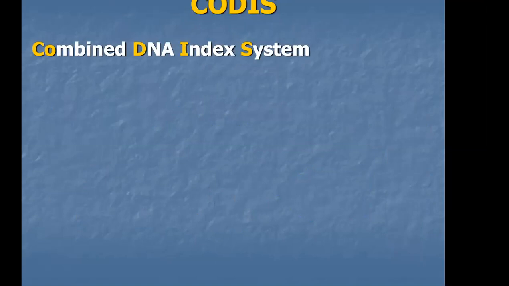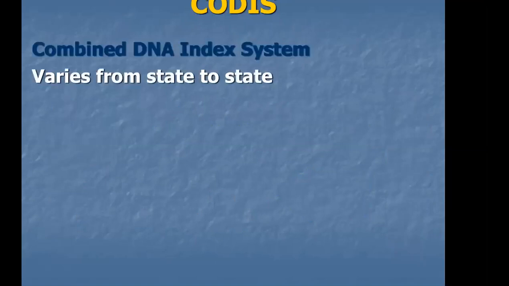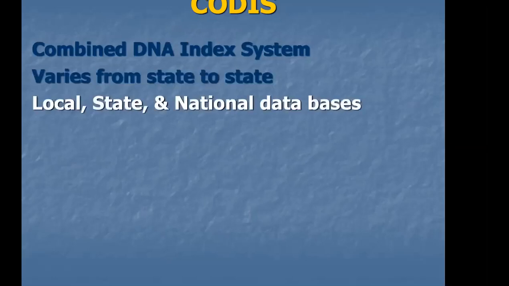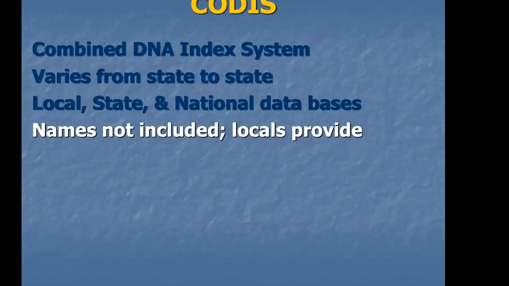CODIS, Combined DNA Index System. It varies from state to state. It's one of the things about our system: law enforcement and who gets their DNA put into databases is variable, usually by state, but there are also local as well as national databases. Local tends to be large cities. The names are not included when they share data with other jurisdictions. If the locals get a hit at another jurisdiction, they can contact the locals and the locals can provide the name of the individual.